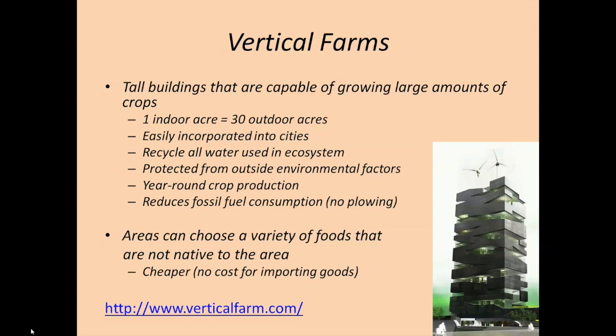One solution to this are vertical farms. Vertical farms can be thought of as tall, multi-floor greenhouses, and they require 1/30th the space. For example, one indoor acre in a vertical farm is equal to 30 outdoor acres. They're easily incorporated into cities, and they recycle all their water. Because they're protected from outside environmental factors, they can produce year-round crops in ideal conditions, and they also reduce fossil fuel consumption. Picture, if you lived in a northern, colder climate, you could have fresh fruit and vegetables year-round instead of having them shipped from far away.